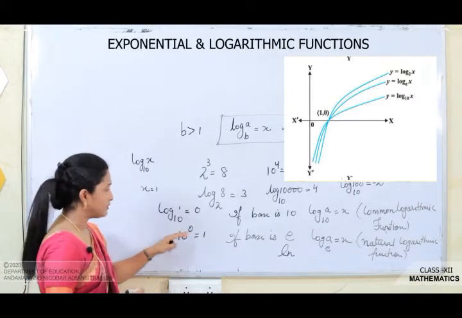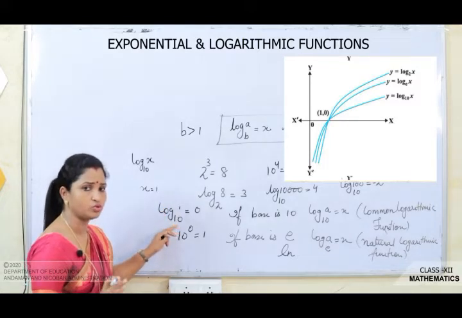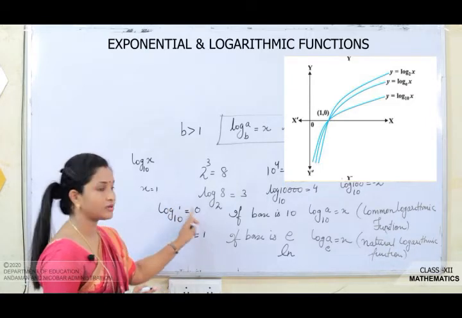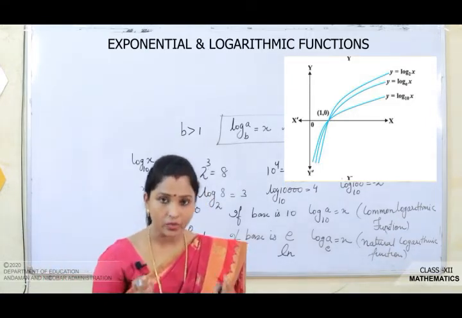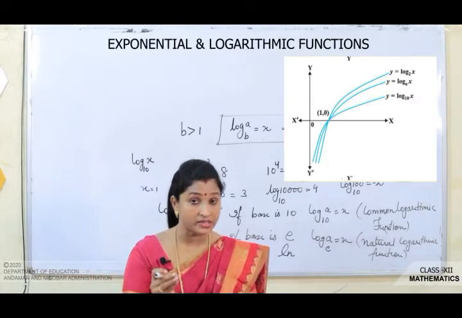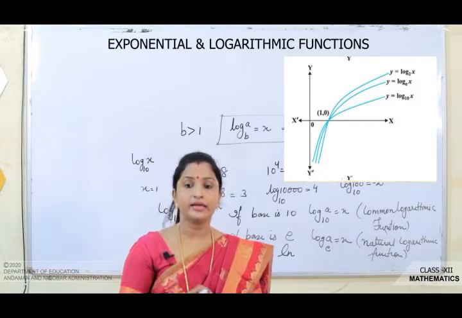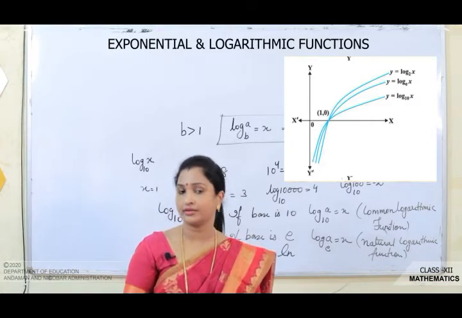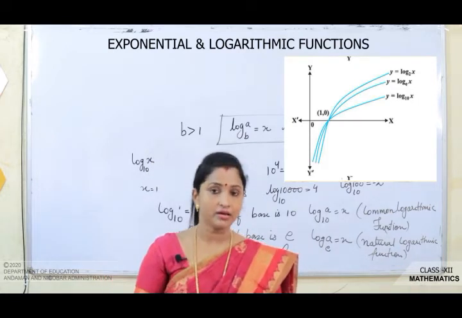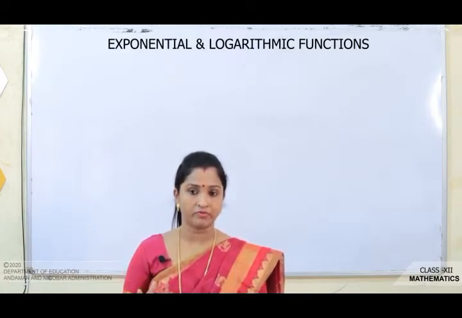That means for any log function, whatever the base, any base 2, 3, 4, and if the value of x is 1, what will the answer be? It will be 0. That's why I told you that in logarithmic function the point (1, 0) always lies on the graph of log function, okay. Now next, log function is always an increasing function. Just like the exponential function, log function is also an increasing function. So I hope, children, the concept of exponential and logarithmic function is clear.